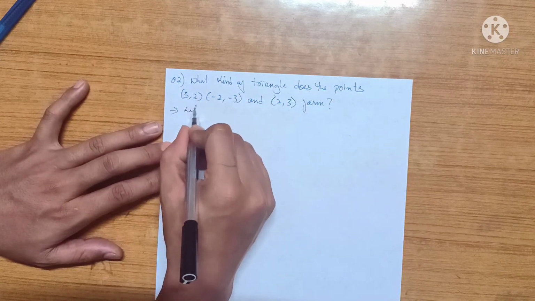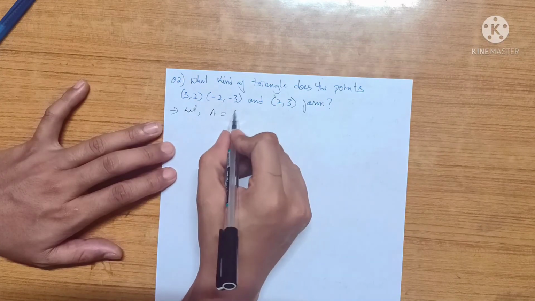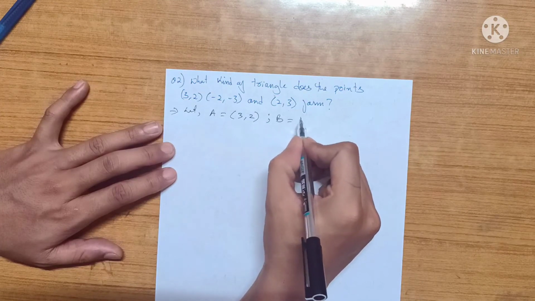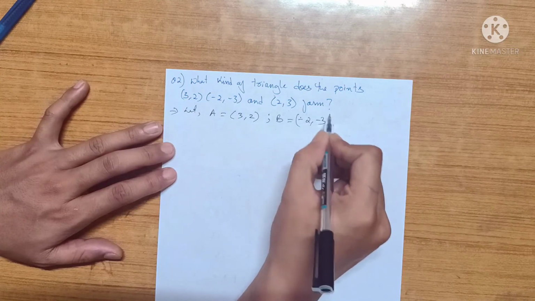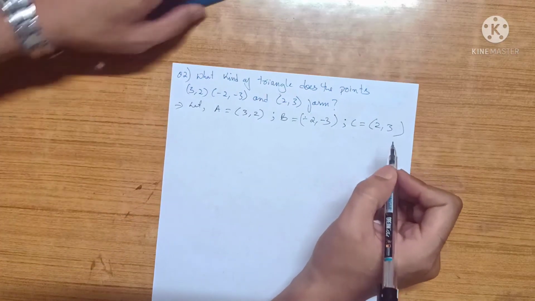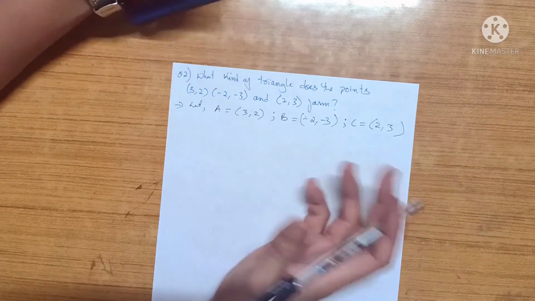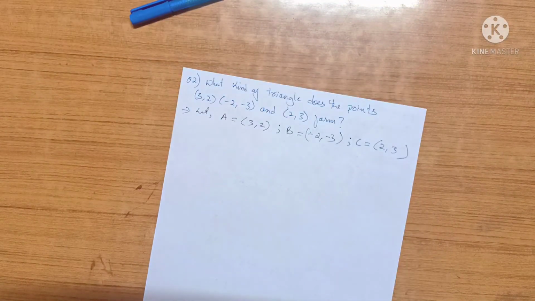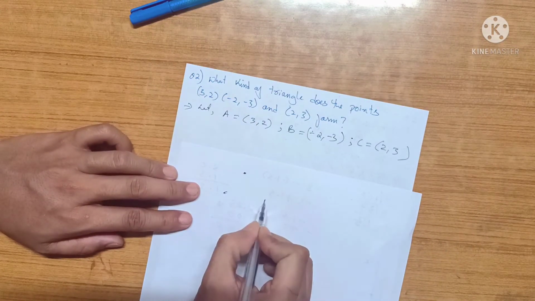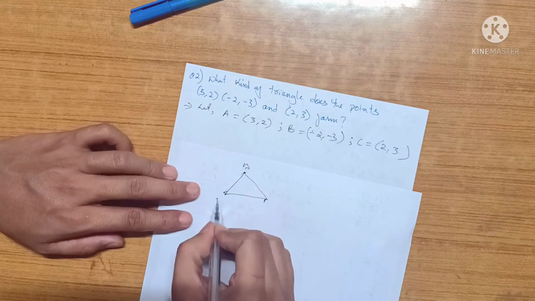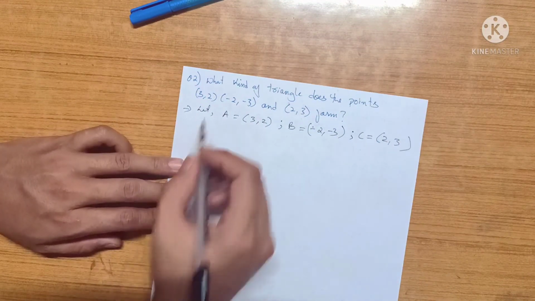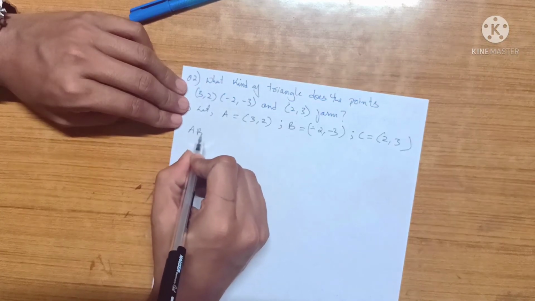So let's take the coordinates as A, B, and then C. It's a triangle, right? So we have A, B, C coordinates. All we have to do is find the distance of AB, BC, and AC. So let's first find AB.